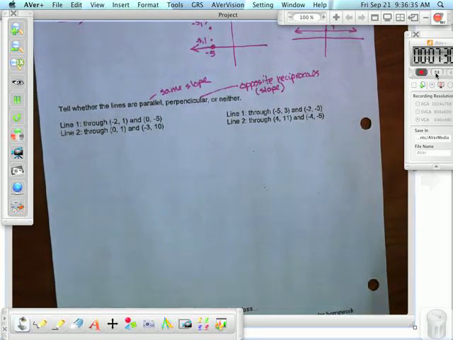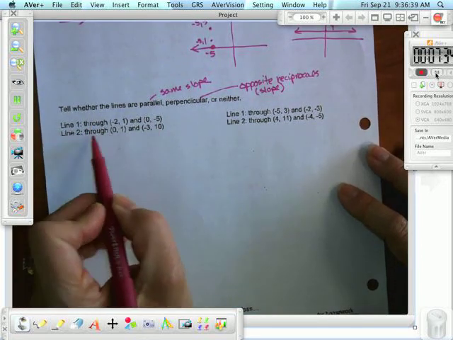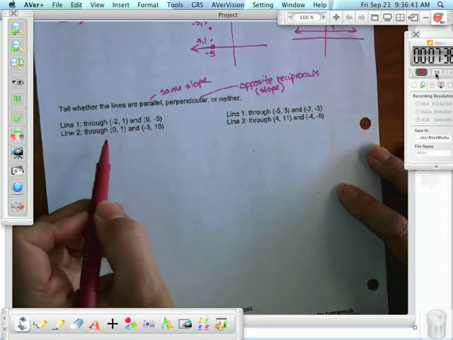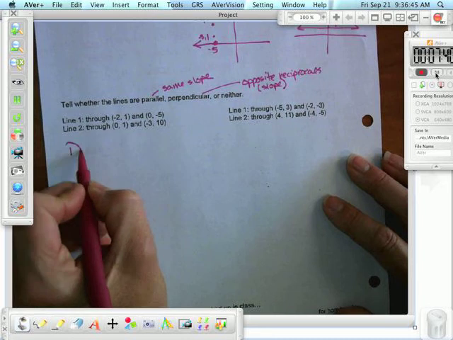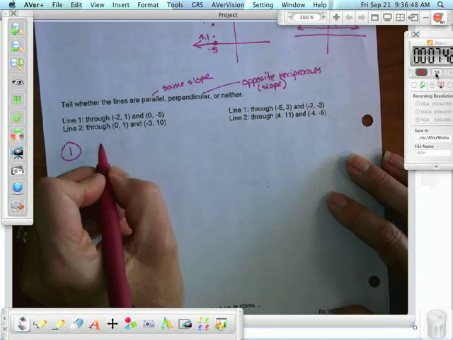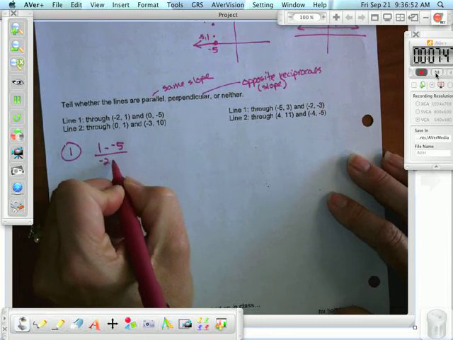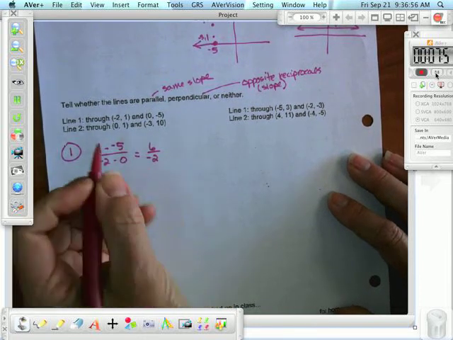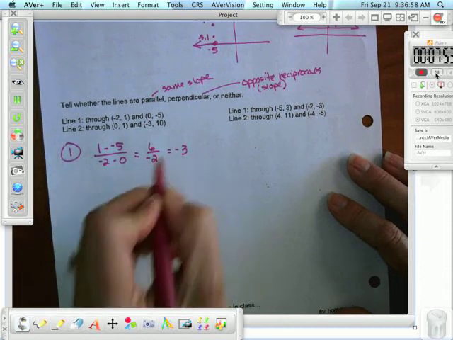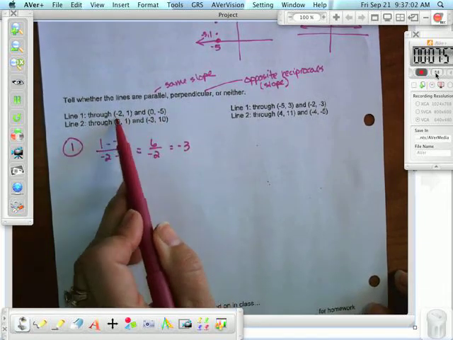So you have to find the slope of the two lines. We have this line on a graph and we have this line on a graph, and we want to see if they have the same slope or different slopes. So I'm going to do line 1 here. I'll subtract the y's and then subtract the x's. And it becomes 6 over negative 2, which is negative 3. If you went from here to here and here to here, you'd get the same answer.